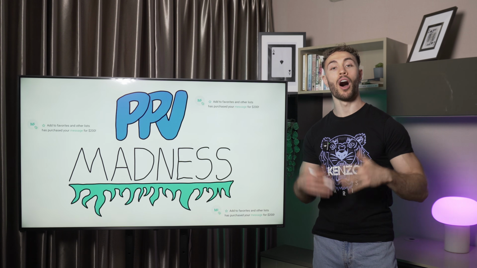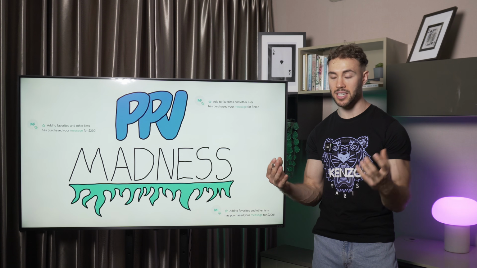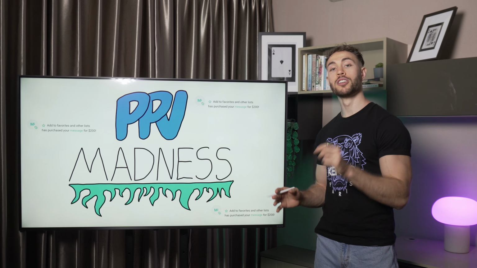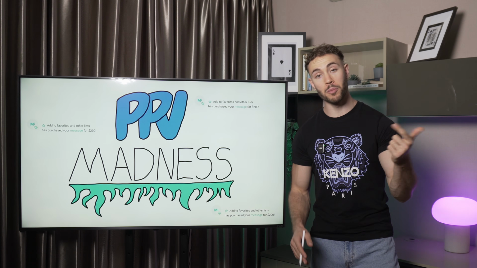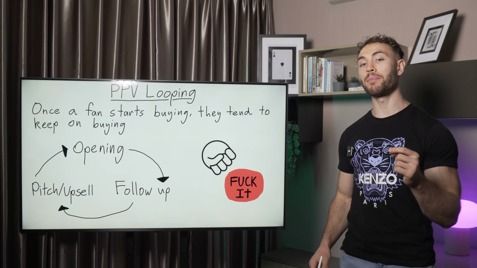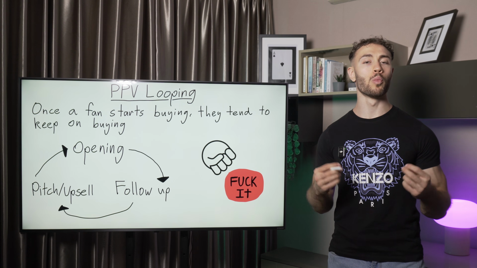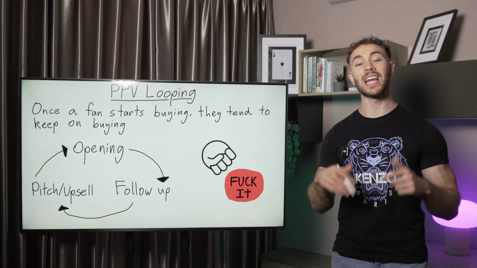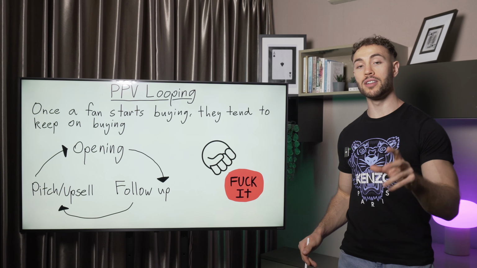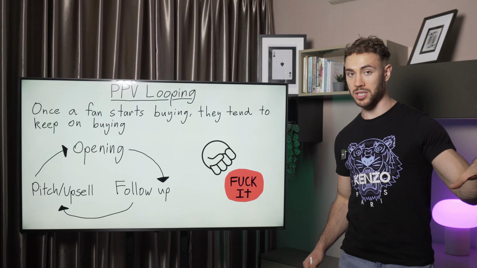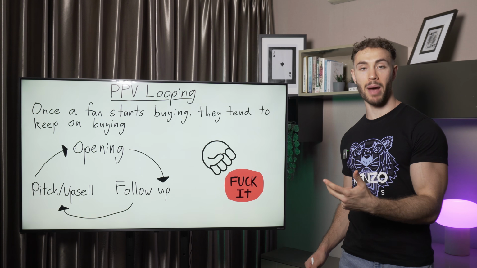So in this video, I'm going to walk you through my entire system for selling these kinds of videos so your chatters can sell more of them for more money. Now, a big part of that is something that I call pay-per-view looping, which basically works on the premise that once a fan starts buying, they tend to keep on buying. In other words, the best time to sell something to a subscriber is right after they've made a purchase.